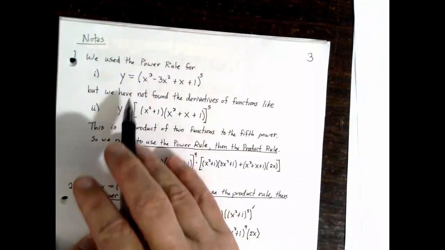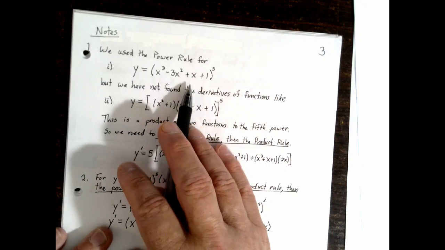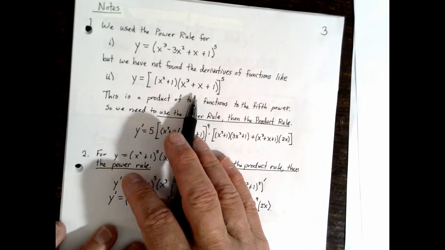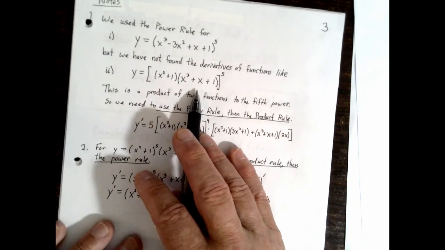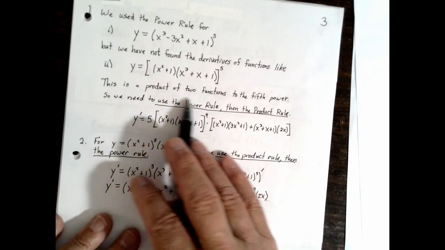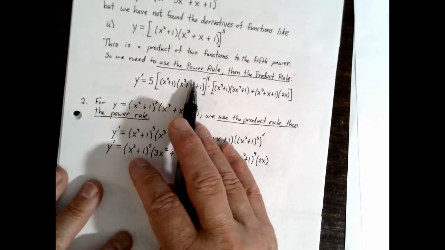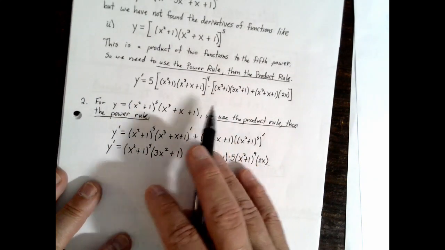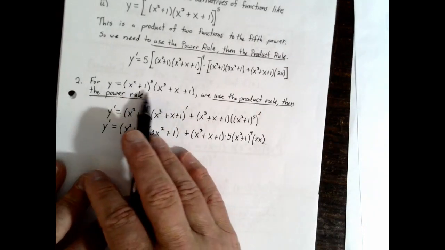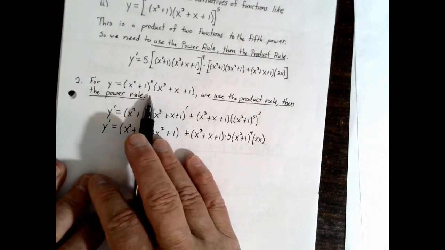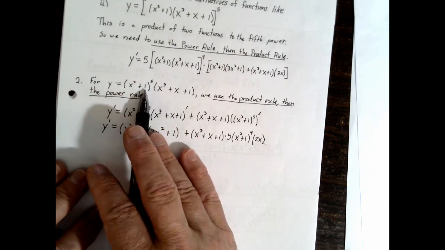Alright, so they talk about the use of the power rule in some function like this, but we have not found derivatives of the function like this where you've got something to a power and inside that you've got a product. So you've got a product of 2 functions raised to the 5th power. So we need to use the power rule, then the product rule. And we've talked about that in previous examples. For this one, you've got 2 things that are multiplied, so you're using the product rule, but within that, when you take derivative of this guy, you're using the power rule.